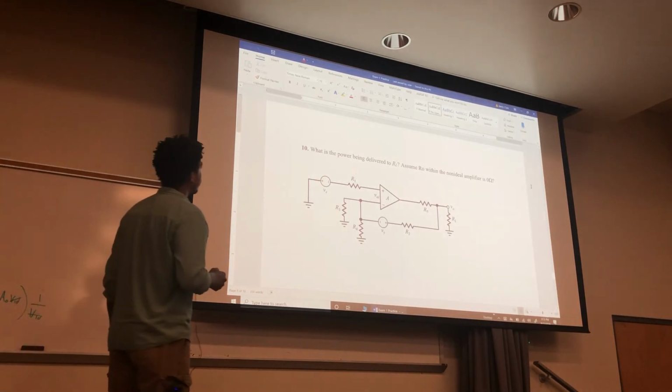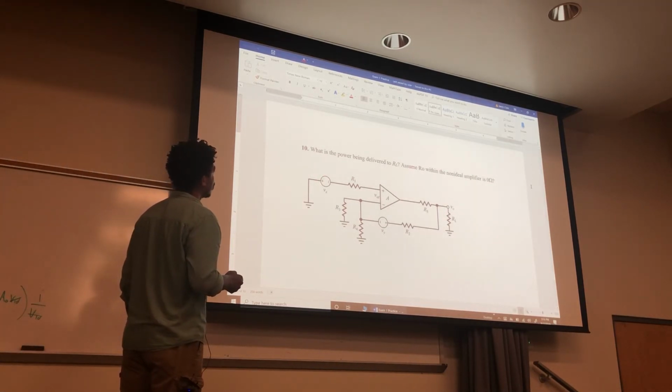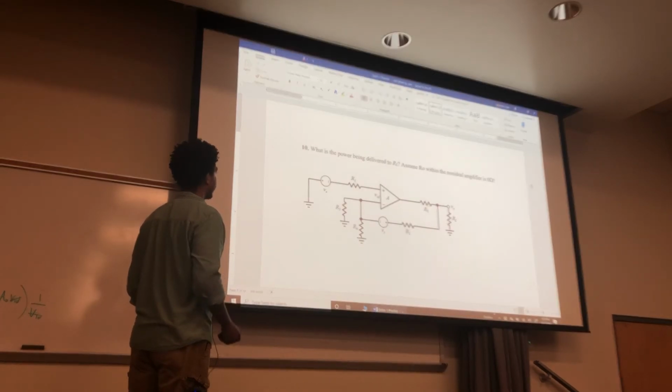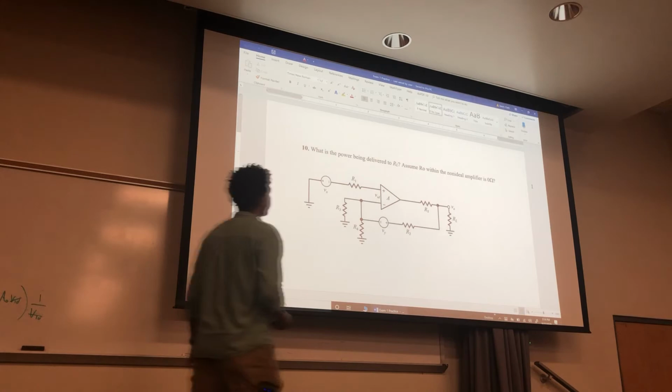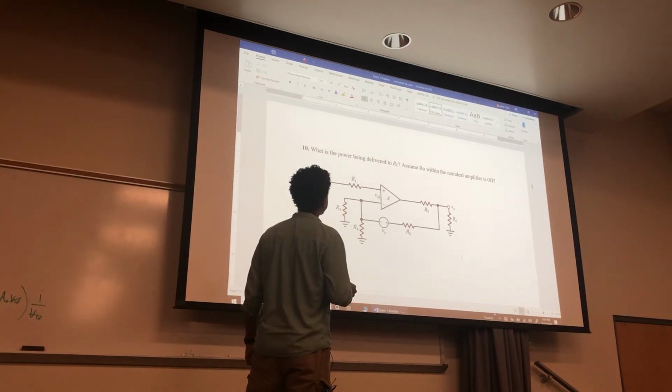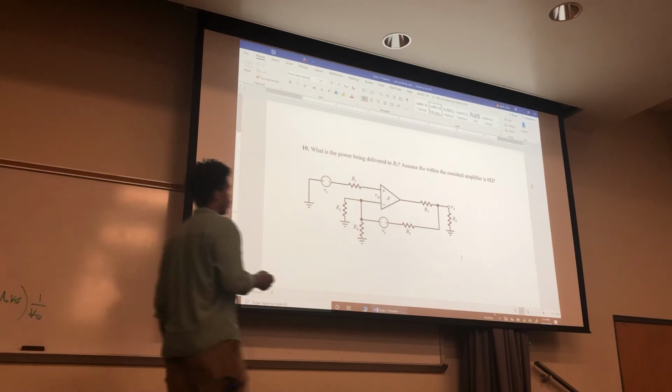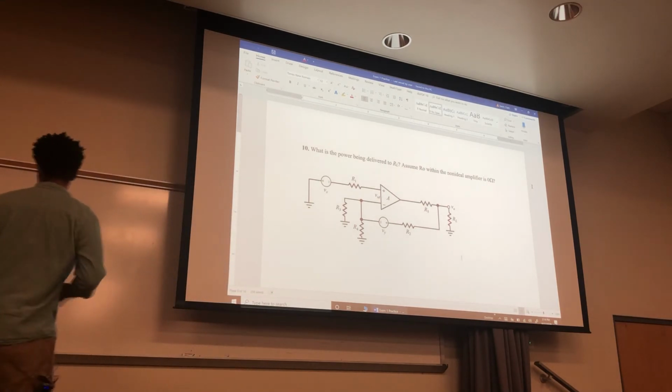Okay, so what is the power being delivered to RL? Assume R0 within the non-ideal amplifier is 0 ohms. Okay, so if it's RL, we're looking for this voltage right here, and then we know the power through that is just that voltage squared divided by RL.